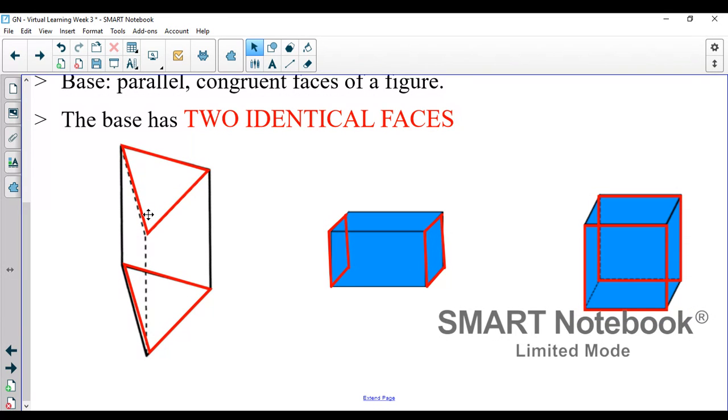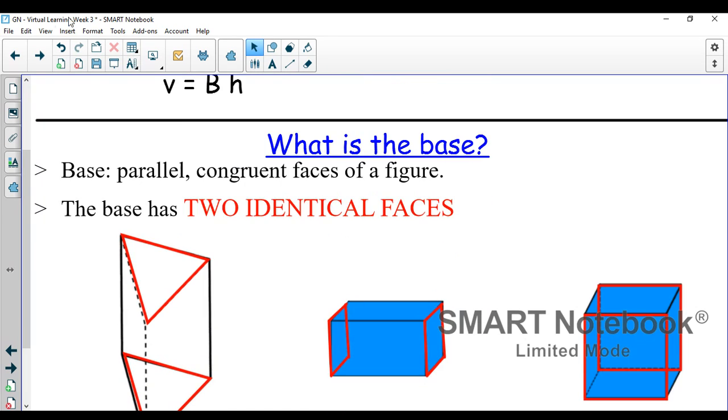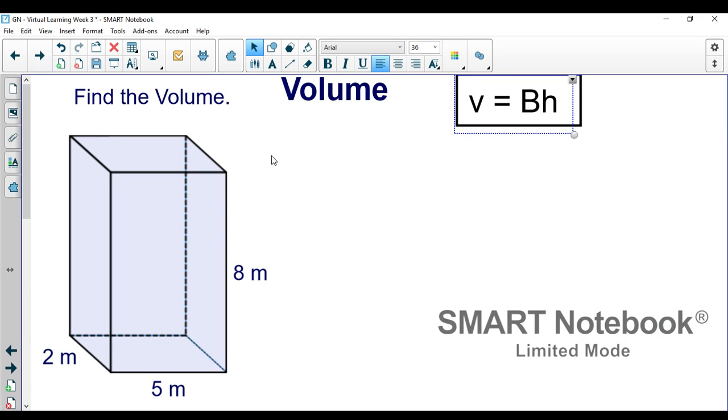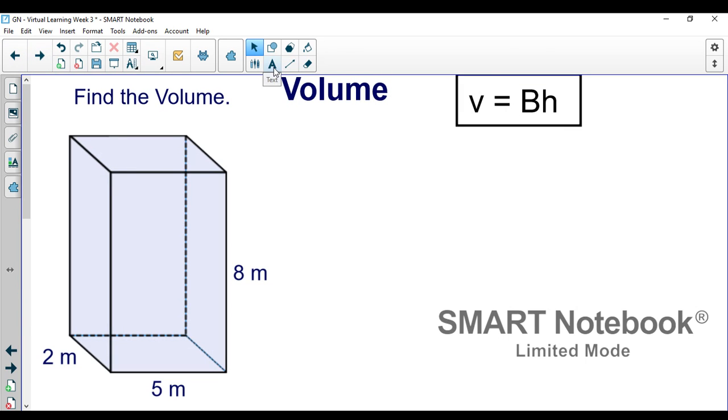And then obviously when you get to 8th grade and you start learning about cones and spheres and cylinders, there's all different formulas, but they all go back to this area of the base times the height of the prism, big B times little h. So the two that we work on this year in 7th grade are rectangular prisms and triangular prisms. The rectangular prism is actually always the easiest.